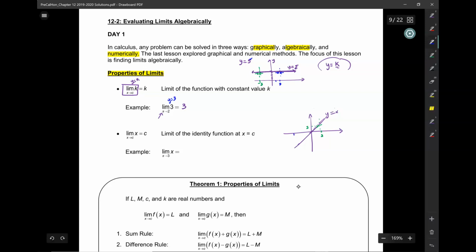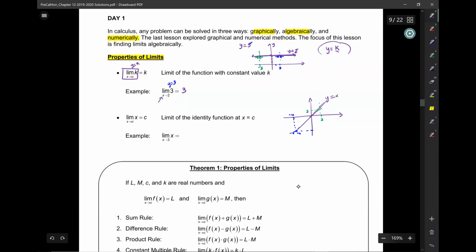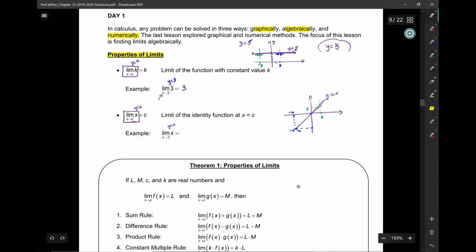What if I needed to find the limit as x approaches -4? Well, very close to -4, to the left, the y value is something very close to -4. To the right, the y value is something close to -4. So that tells me that if I need to find the limit as x approaches c of x, what's the function here? Y equals x. The limit is that value of c. So for example, if I have the limit as x approaches 3 of x, what's my function? Y equals x. And so think about it. If y equals x, whatever the x value is, the y value has to be the same. So for an x value of 3, the y value has to be the same number, 3.